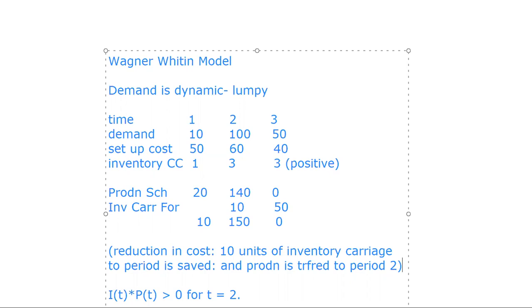See, what has been done is I have saved 10 units of inventory, and production from period 1 is transferred to production in period 2. That's what I have done. And now it is argued by Professor Wagner and Whitin that the cost will be less. So what is the implicit assumption being made? That's the question. Yes, somebody tell? Sir, the production schedule is always meeting the demand. That's the assumption. Yeah, the production schedule is meeting the demand.